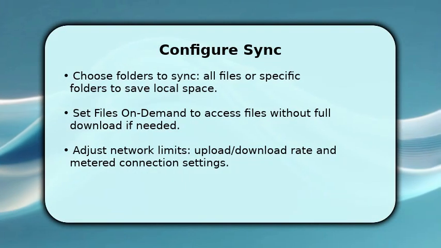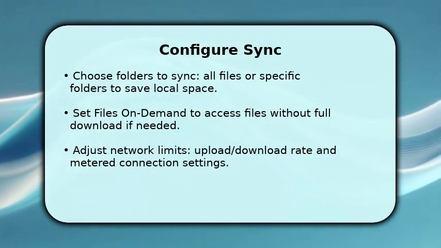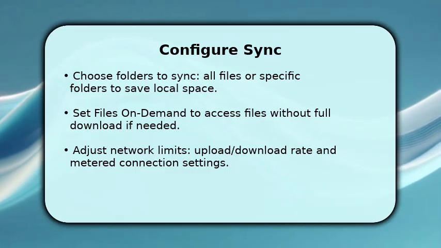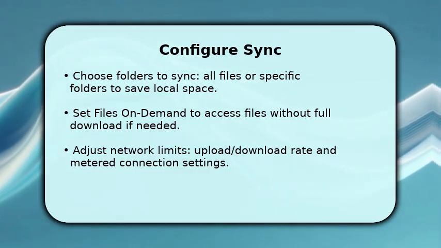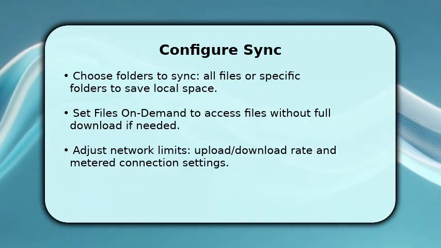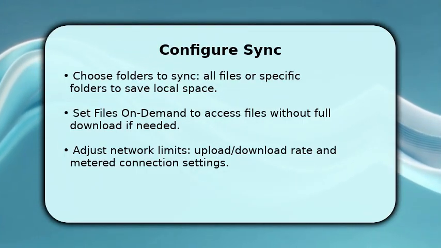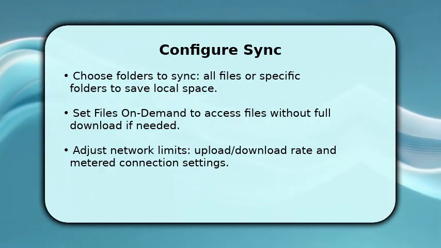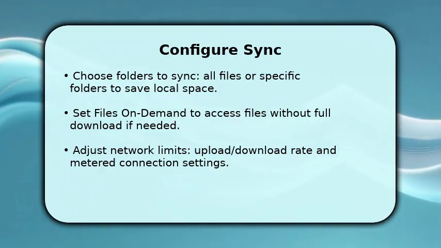Now you'll configure detailed sync options so OneDrive behaves predictably. In the OneDrive settings, go to Account, choose Folders, then select only the folders you need locally. This reduces disk use. Next, enable Files On-Demand if you want placeholders that download on open. This saves bandwidth and storage.